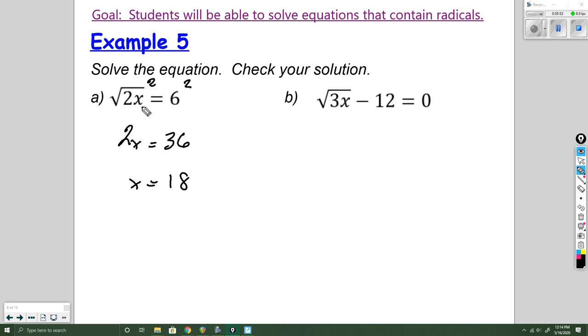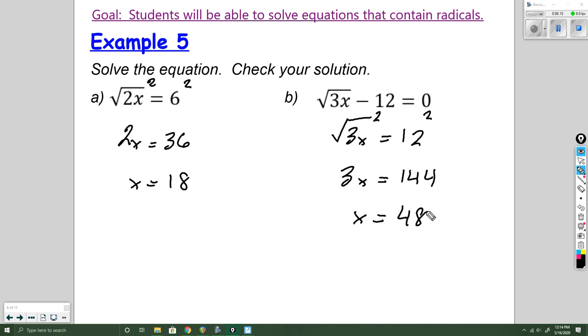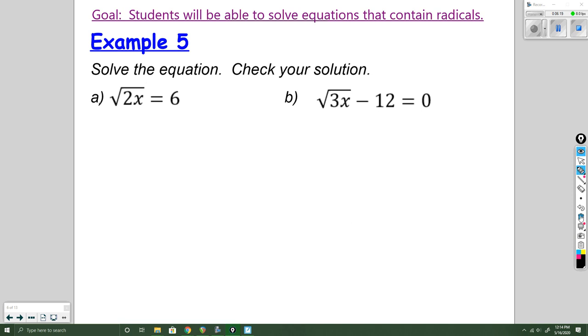The square root of 2 times 18, which is the square root of 36, that is 6. All right, and the next one, let's add 12. So we get the square root of 3x equals 12. Square both sides to get rid of that radical. We get 3x equals 144. And then we're going to divide by 3, and we get 48. Awesome. And the next one.